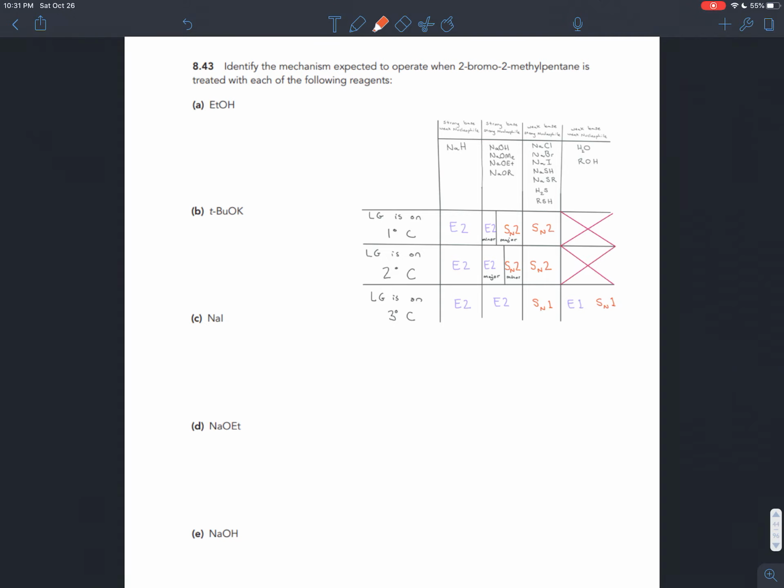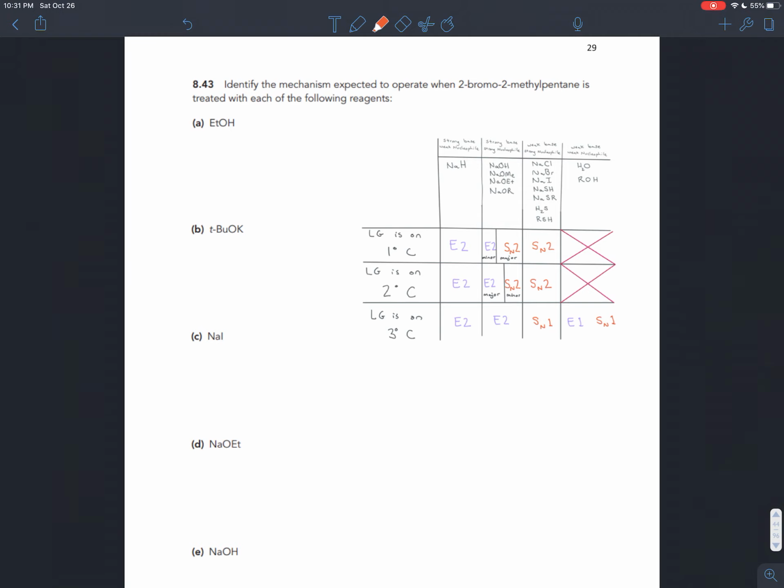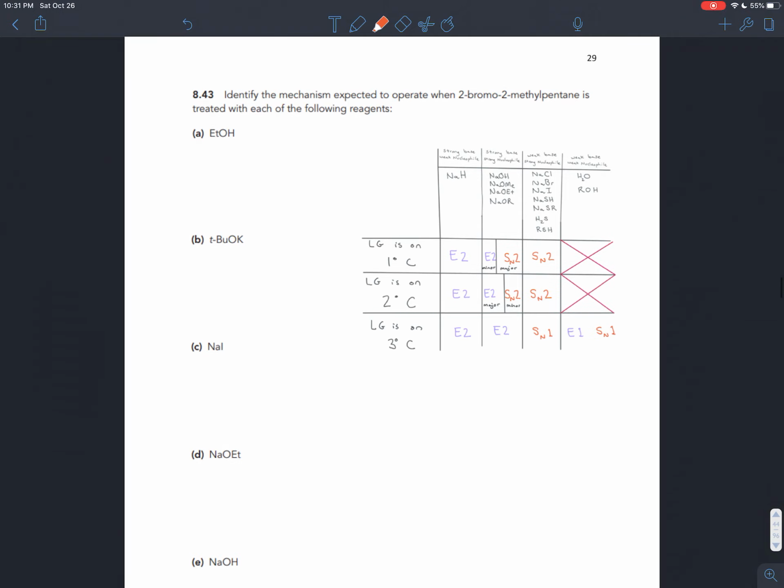Exercise 843 is trying to get us to identify what mechanism a series of reactions will happen by. It's not asking us to draw the products just yet, but it is asking us to identify the mechanism that the reaction is likely to happen by. And the substrate, they give us the name for it.